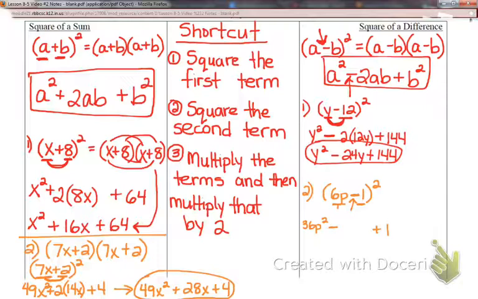We're going to multiply our two terms together and then take it times 2. So 6p times 1 is 6p. And then we're going to take that times 2. So my final answer will be 36p squared minus 12p plus 1. And that is it for that one.